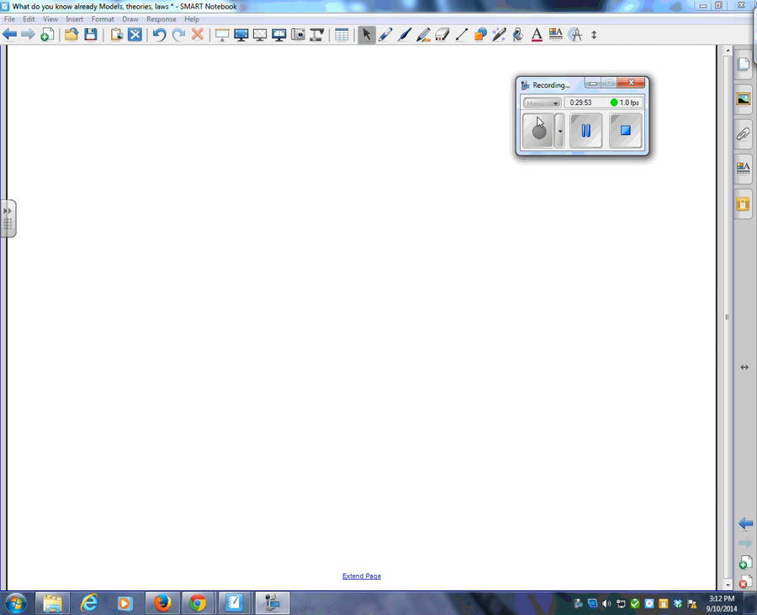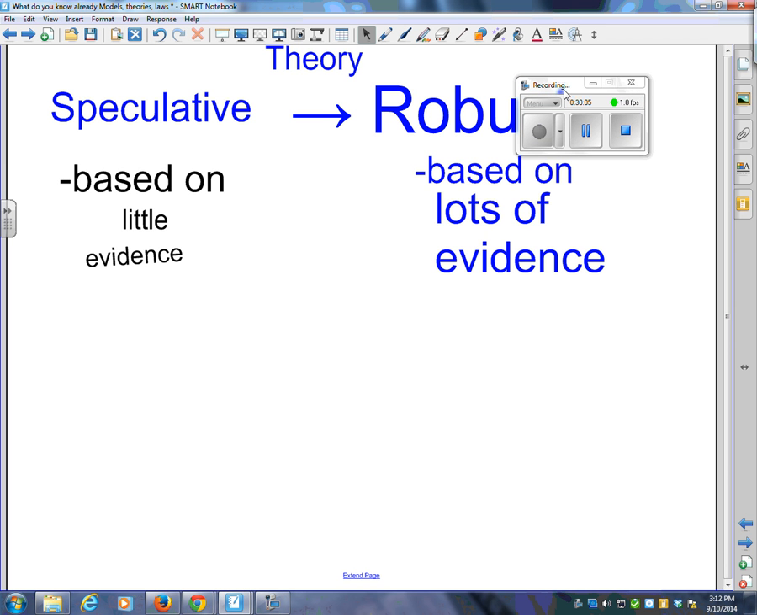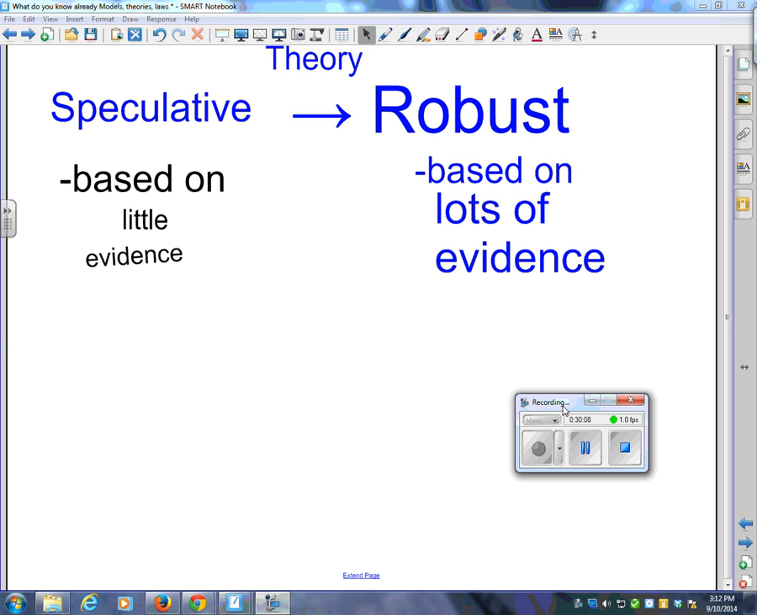What about a theory? What is a theory? I'm going to ask that question of you. What is a theory? What do I expect back? Yes, you would say something like, a theory lies on a spectrum from speculative, where there's little evidence, to robust, where there's lots of evidence.